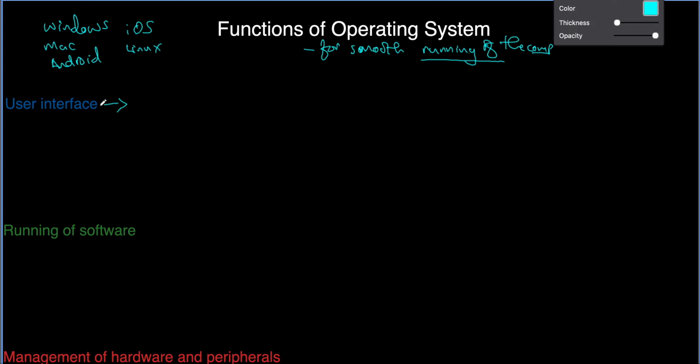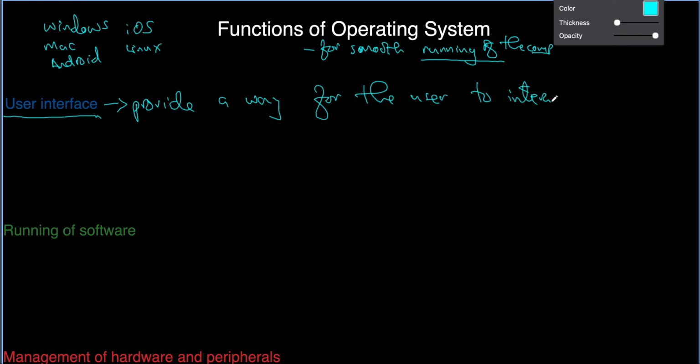For you as the user, you need to communicate with the computer. You need to have a way of communicating or interacting with the computer. That's what is provided by the operating system. It provides an interface, a way for the user to interact with the computer. That's basically what we're talking about.